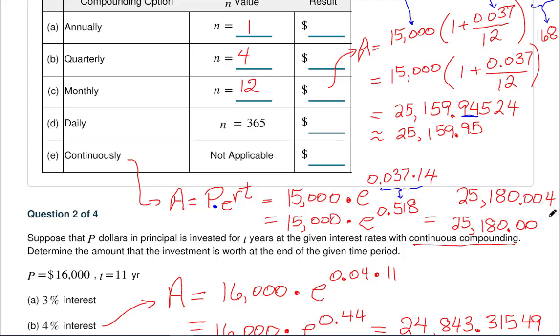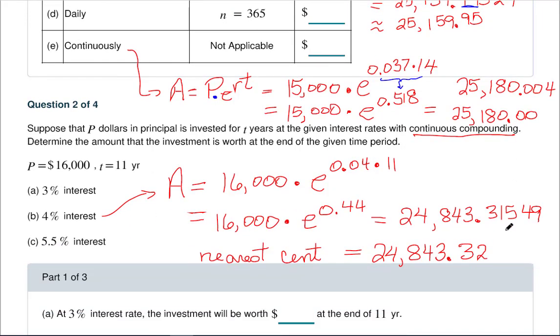25,180.004. And if I round this to the nearest cent, well, the 4 drops off and I get 0.00. Now, that's the best you could ever hope for, is continuous compounding. Notice this number is better than monthly, not by a lot, but it is some dollars more than monthly.